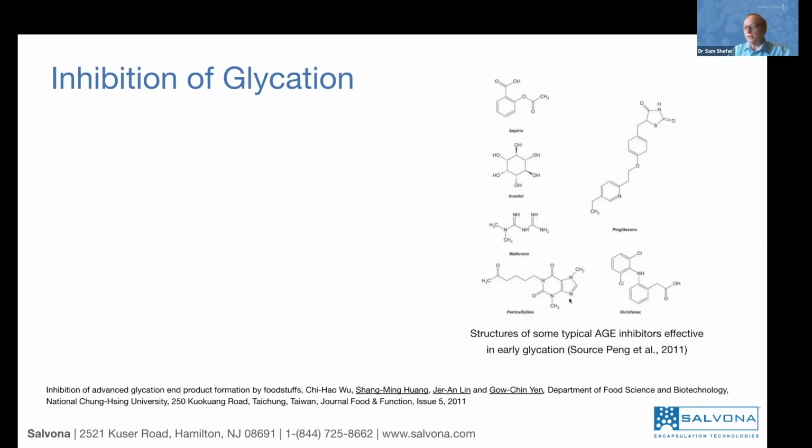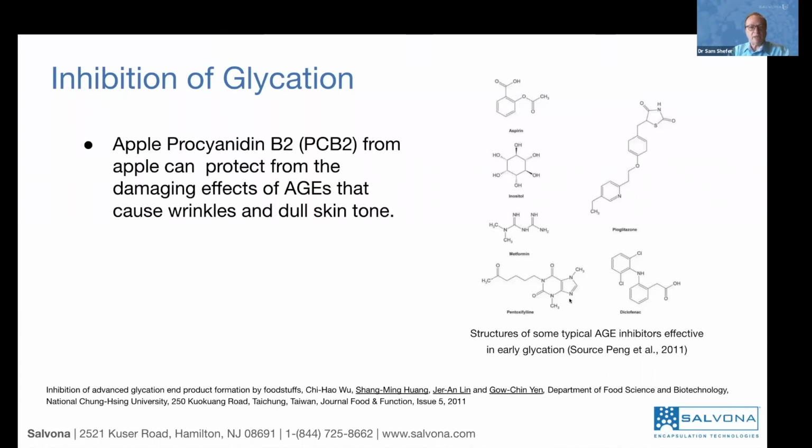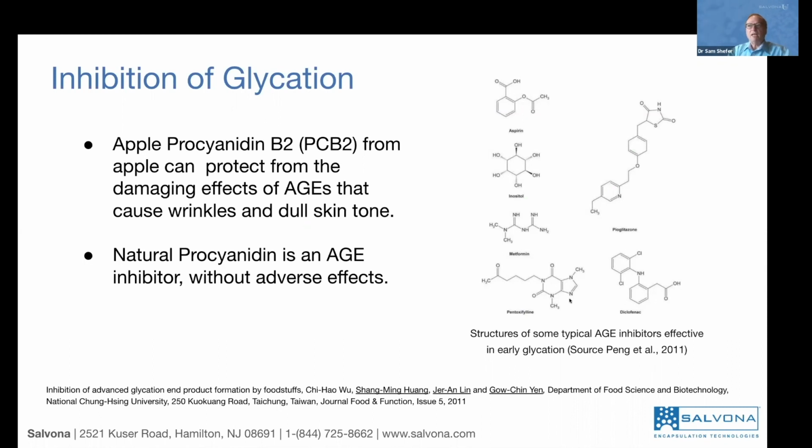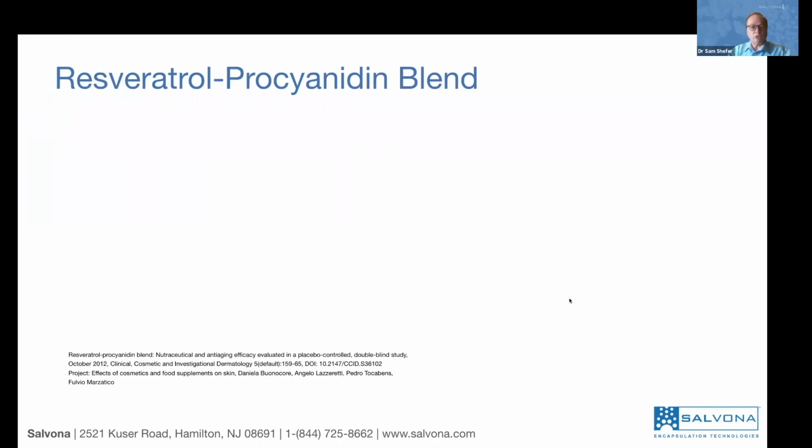So a group in Taiwan in 2011 published another paper saying the following: that apple procyanidin B2 from apple, of course, can protect from the damaging effect of AGEs that cause wrinkles and dull skin tone. This is a statement to remember. They also say natural procyanidin is an AGE inhibitor, okay? And it doesn't have any adverse effects. So it's good and it's better. So now we know that we have a way to use it.